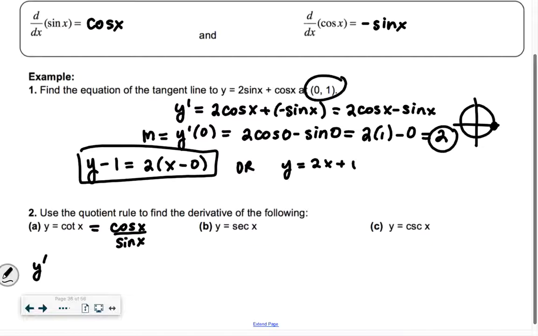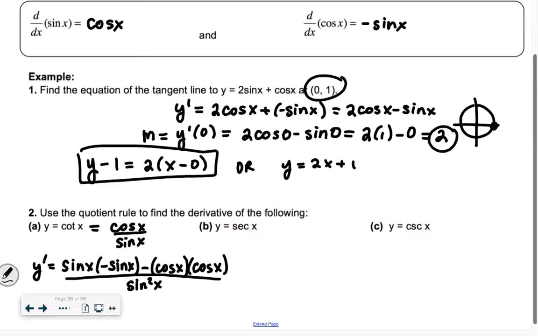When I'm finding the derivative, y prime, I do the quotient rule. Do you guys remember what it starts with? Low d high minus high d low, all over the square of what's below. So our low is sine of x. D high is the derivative of cosine, which is negative sine, minus high, which is cosine of x, times d low, which is cosine of x, all over the square of what's below, so sine squared x. Or you could write sine of x in parentheses squared.